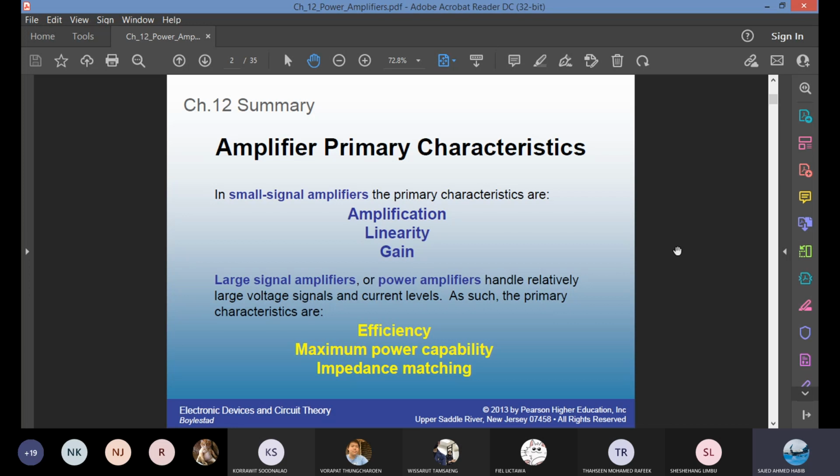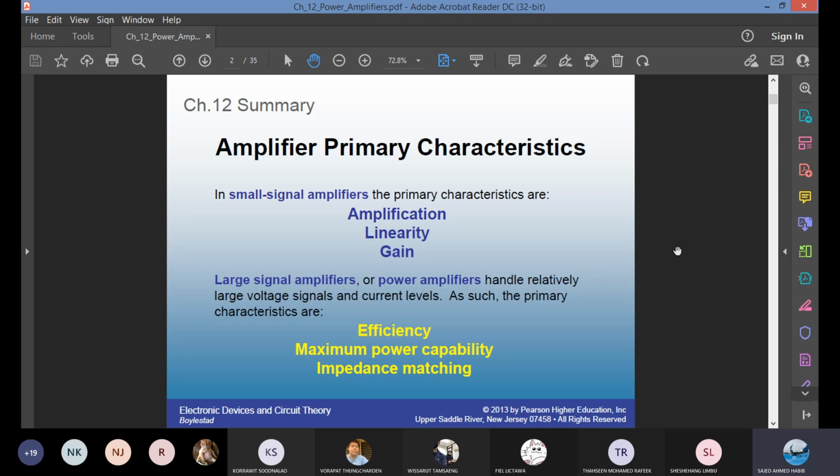In this chapter, we talk about a different type of amplifier. These are known as large signal amplifiers. The other name for this one is power amplifier, because these ones are able to handle much larger voltage signals and they operate at a higher current level. What happens when your device is handling large voltage and current? There's a lot of power dissipation. You have to think about input power and output power. You have to calculate the efficiency. So efficiency is the primary area of concern.